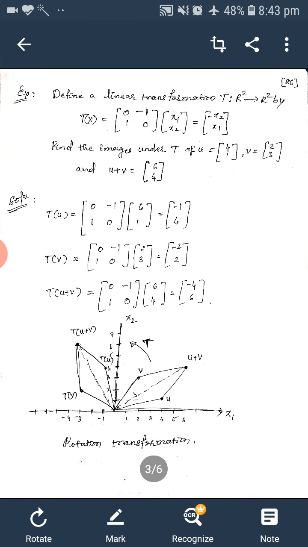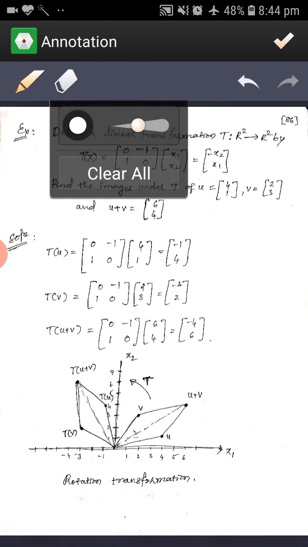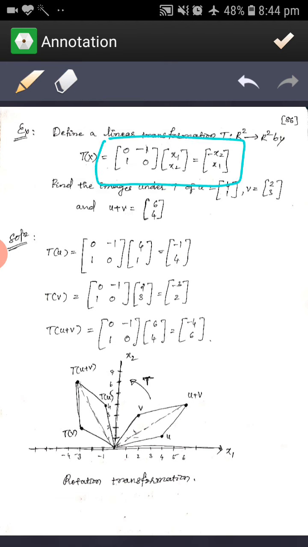Here, if you take an example, define the linear transformation from R squared to R squared, the two-dimensional case. So here T of x equals A times x, where x is transformed after multiplication by A to b. So this is the transformation equation.